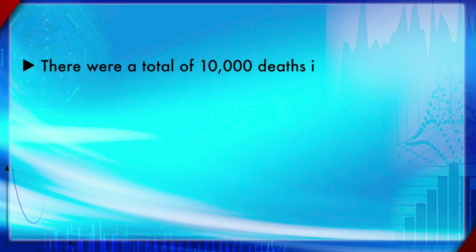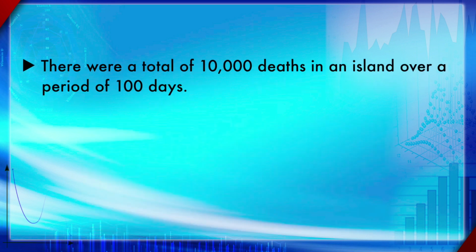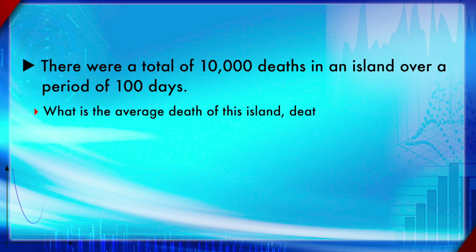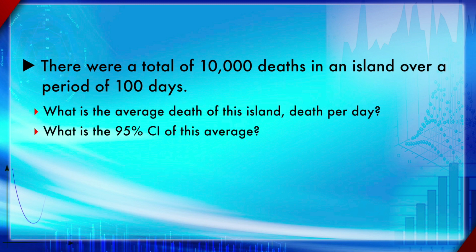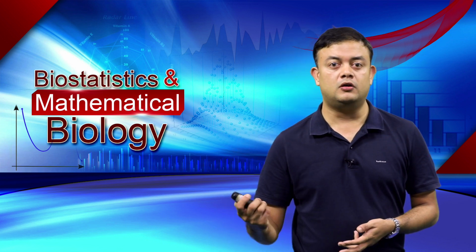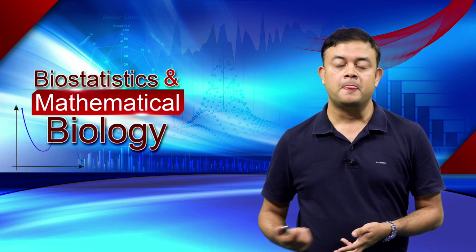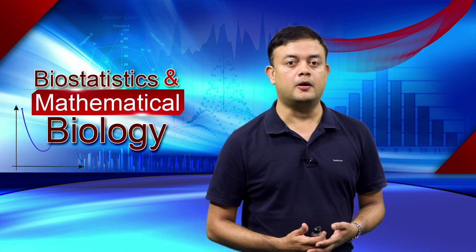Let us consider yet another example here. There were a total of 10,000 deaths on an island over a period of 100 days. So what is the average death per day on the island, and also what is the 95% CI of this average? Please perform this calculation by yourself. You can use any of these online calculators for it, no problem.